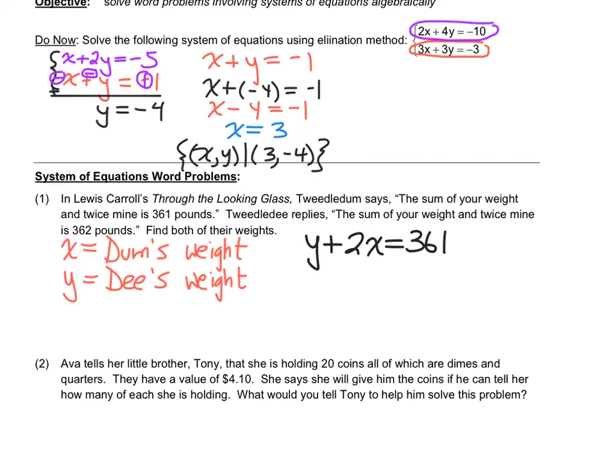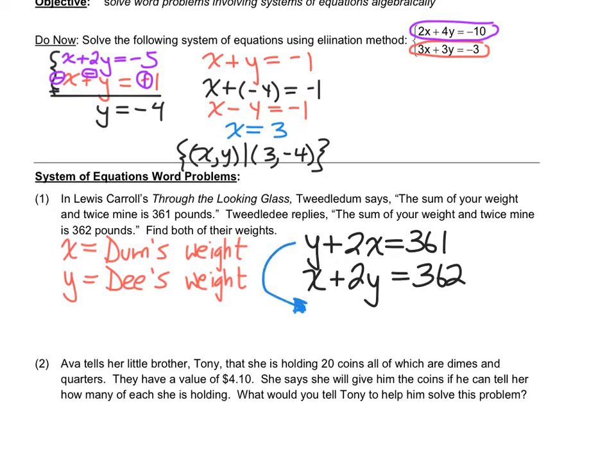And then Tweedledee says the sum of your weight, so that would be Tweedledum's weight, and twice mine is equal to 362. All right, so we have a little inconsistency with our variables. This is a question of which approach we want to use. I like the elimination method. Not everybody does, but it's my way. It's my way or the highway. No, it's really my way of doing it. I prefer that way.